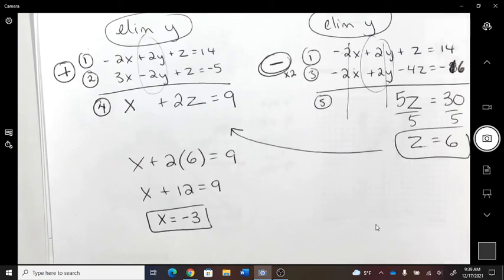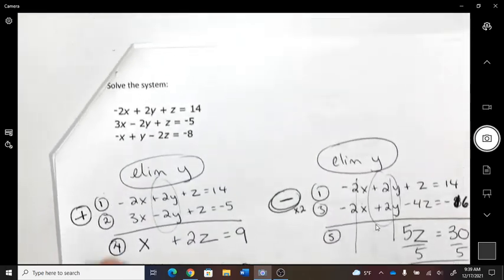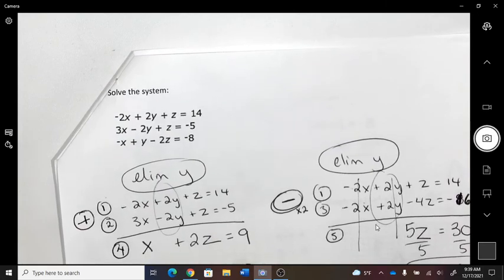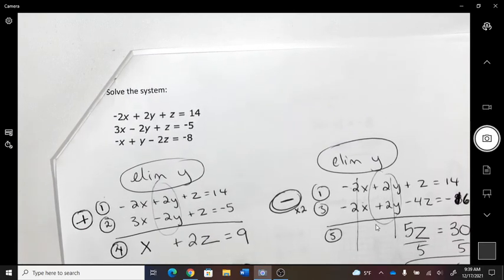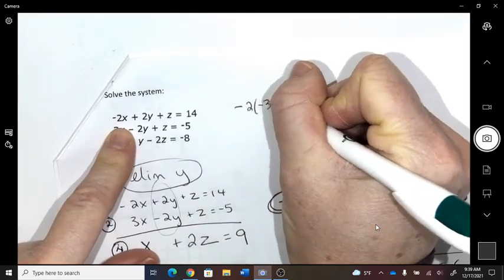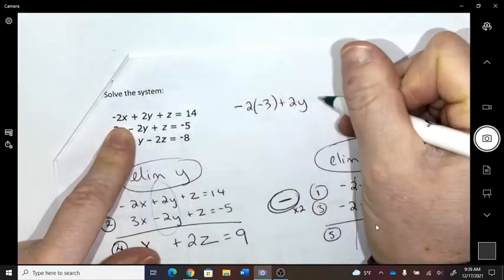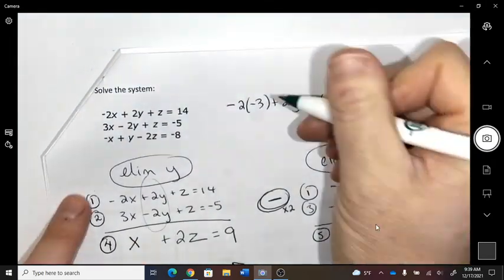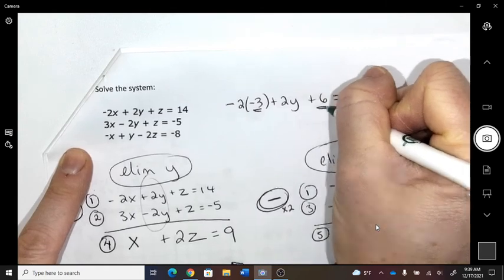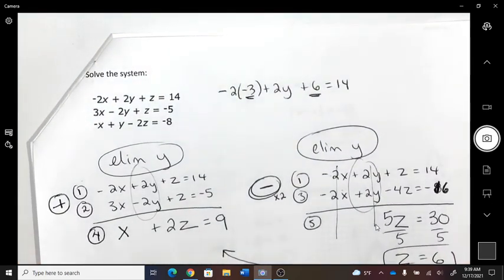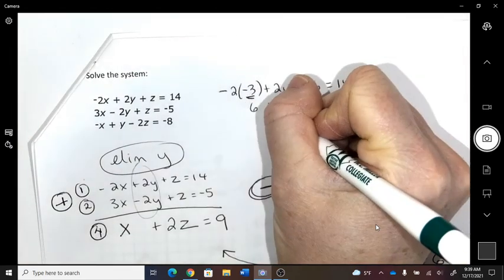Okay, I know z, I know x, so we got to get the y, which means I'm going to go into any of these. I don't know which one looks easier. Well, I'm just going to go with the first. So there's me plugging in x, plugging in z. So I'm going to keep working at that.